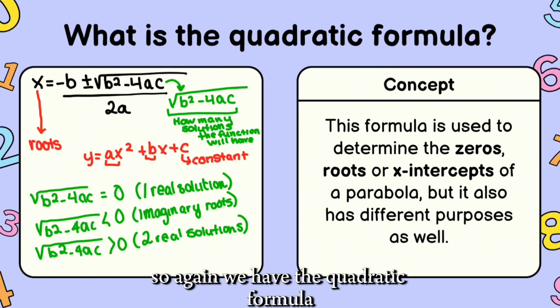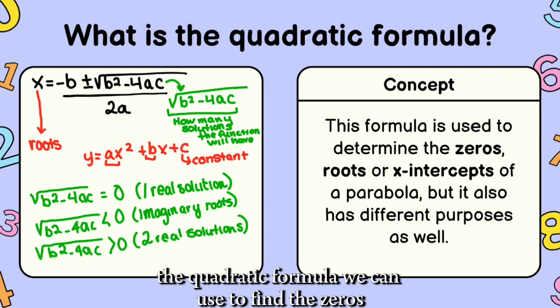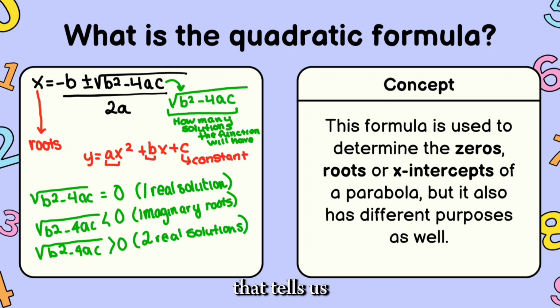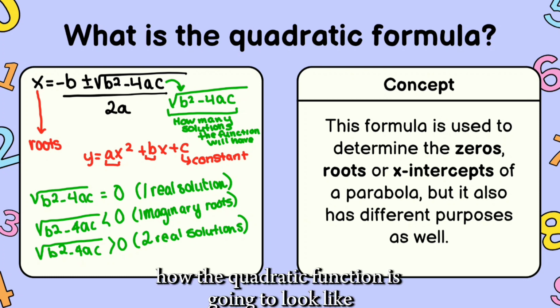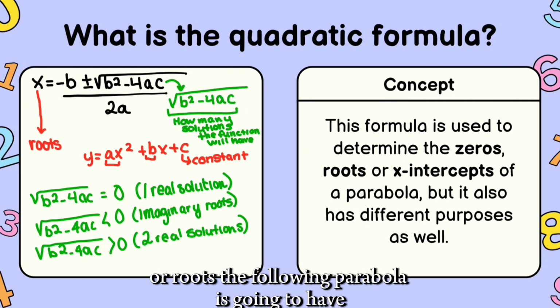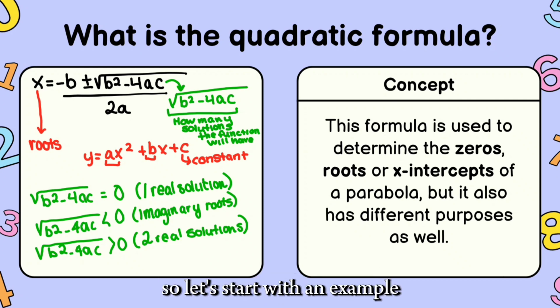So again, we have the quadratic formula. The quadratic formula we can use to find the zeros or roots or x-intercepts of a parabola. And one of the main parts that tells us how the quadratic function is going to look is the discriminant. The discriminant tells us how many solutions or roots the parabola is going to have. So let's start with an example.